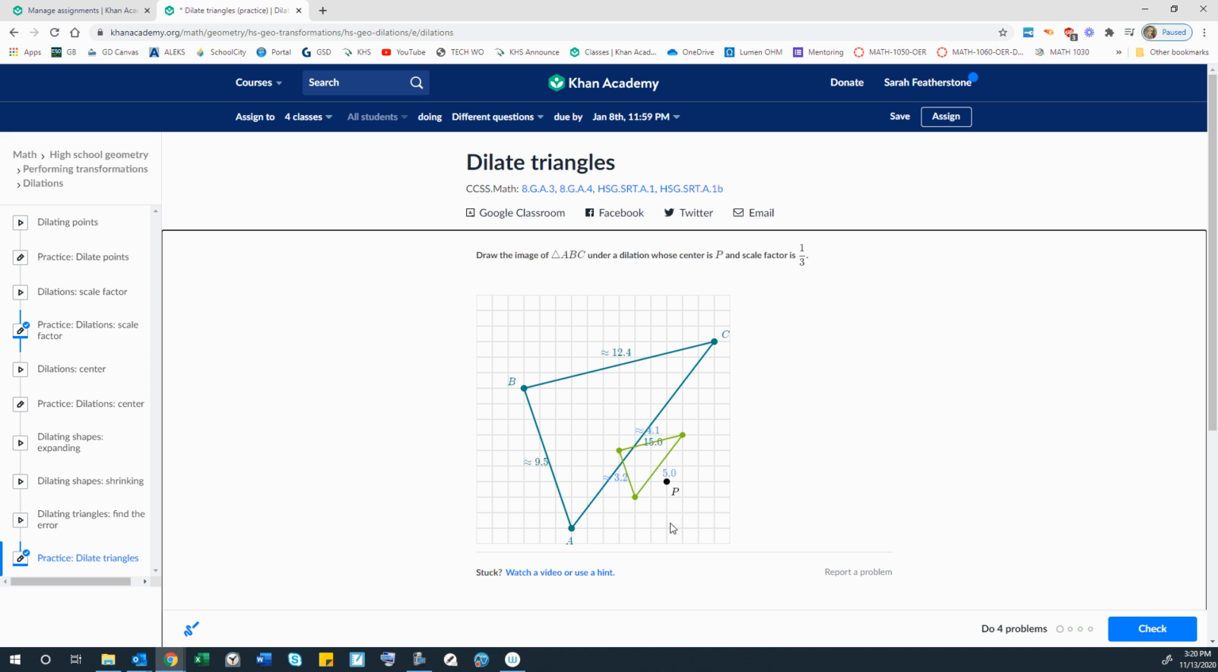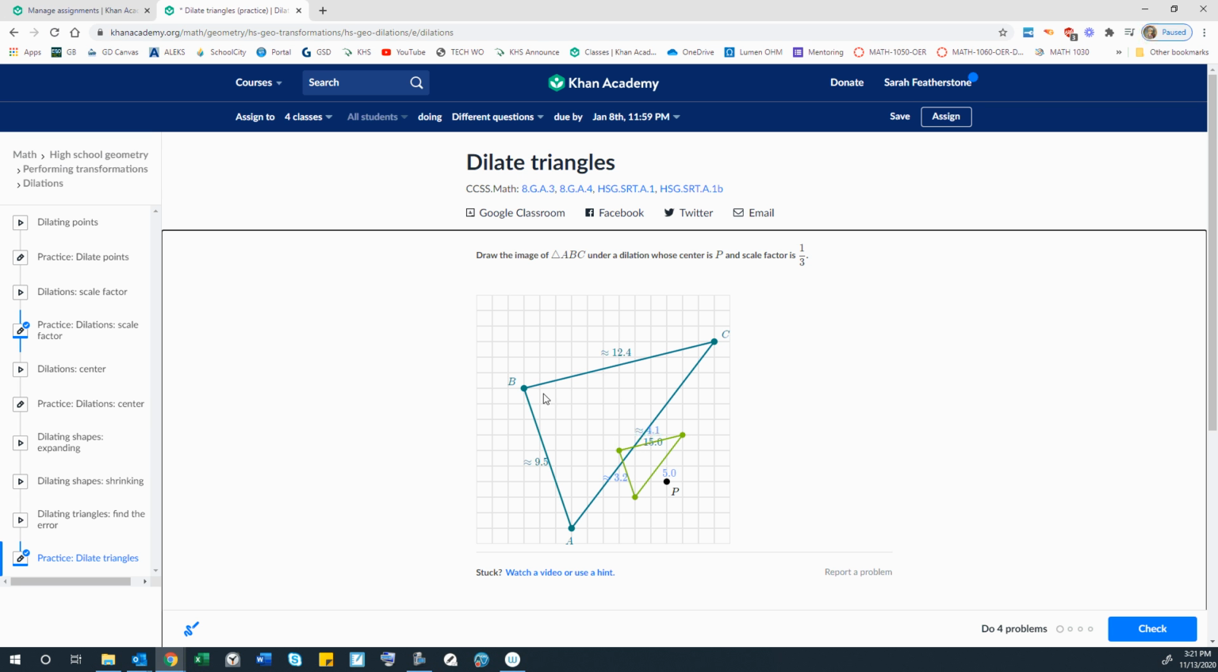So now let's double check our numbers. This number is 9.5, this one's 3.2. If I divide 9.5 by 3, do I get 3.2? I think so. And this one's 12.4, and this one's 4.1. If I take 12.4 and I divide by 3, will I get 4.1? I think that works as well.